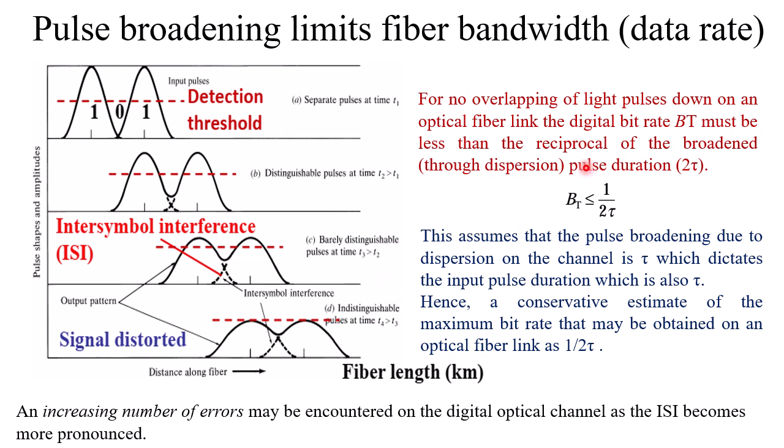Now for no overlapping of light pulses down an optical fiber link, the digital bit rate B_T must be less than the reciprocal of the broadened pulse duration, that is 2 tau. So B_T is less than or equal to 1 by 2 tau. This assumes that the pulse broadening due to dispersion on the channel is tau, which dictates the input pulse duration, which is also tau. Hence, a conservative estimate of the maximum bit rate that may be obtained on an optical fiber link is 1 by twice tau.